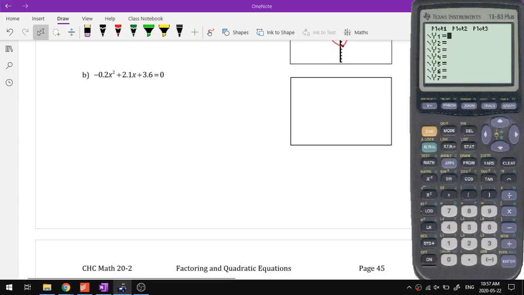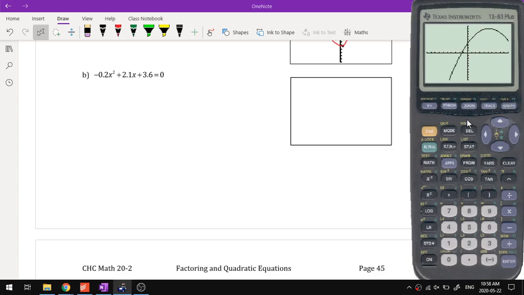We're going to graph the following quadratic function. So negative 0.2x squared. Notice that for the negative symbol here, the negative 0.2, I use this button down here. The negative symbol on these calculators is not the same symbol as the minus sign. Right? If you use the minus sign here, you're going to get an error. And then plus 2.1x plus 3.6. Press graph.